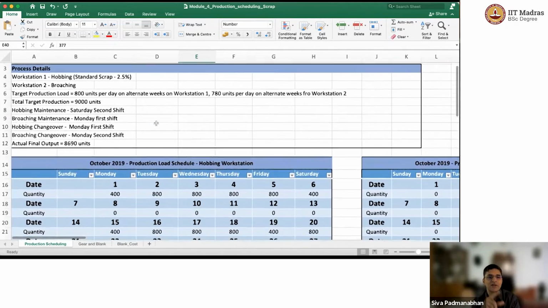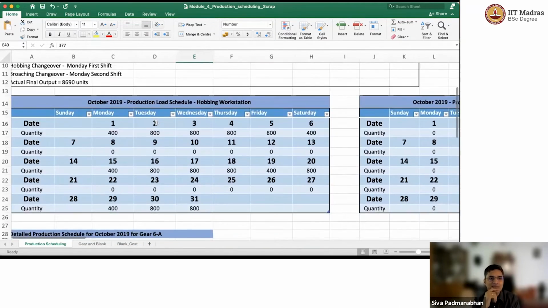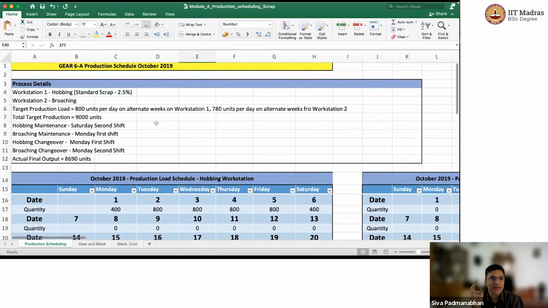So when it says standard scrap 2.5%, what we're saying is that I expect that I will only get 97.5% of the loading into the hobbing workstation. So if I start hobbing 100 blanks, I'll only get 97.5, or rather, to make it easier, if I start 200, I will only get 195 at the end of hobbing, which are good parts. The rest of it is scrapped. The 5 parts are not good to be used, so they are scrap, meaning they're thrown away or sold as scrap and so on. So that's the concept.